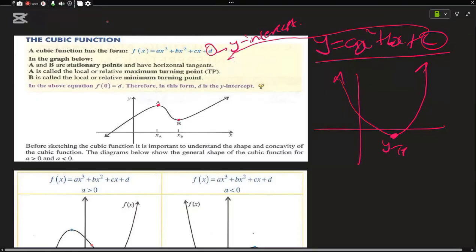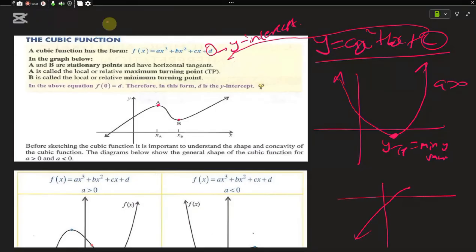So that means the turning point here will be the minimum turning point when a is positive, when the graph is facing up. But when the graph is facing down like this, then the y value of the TP here is what we call the maximum y value. Can you see that? So when the graph is facing down, it has a maximum turning point. When the graph is facing up, it has a minimum turning point.